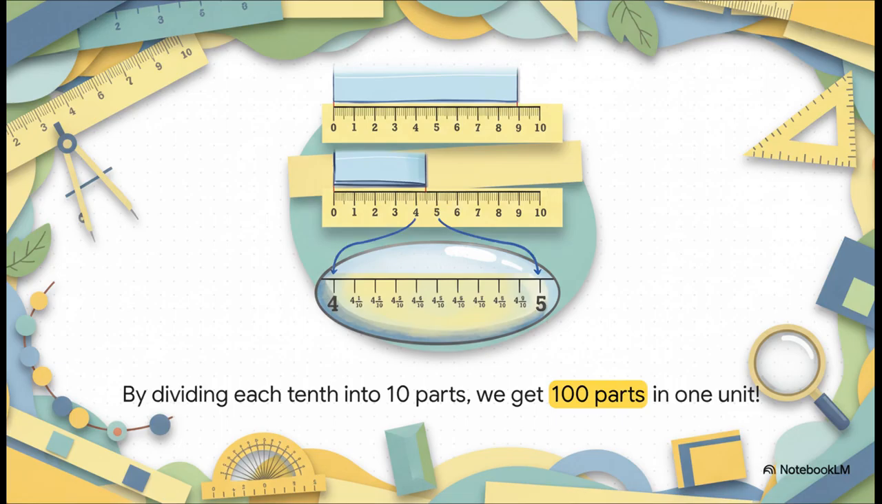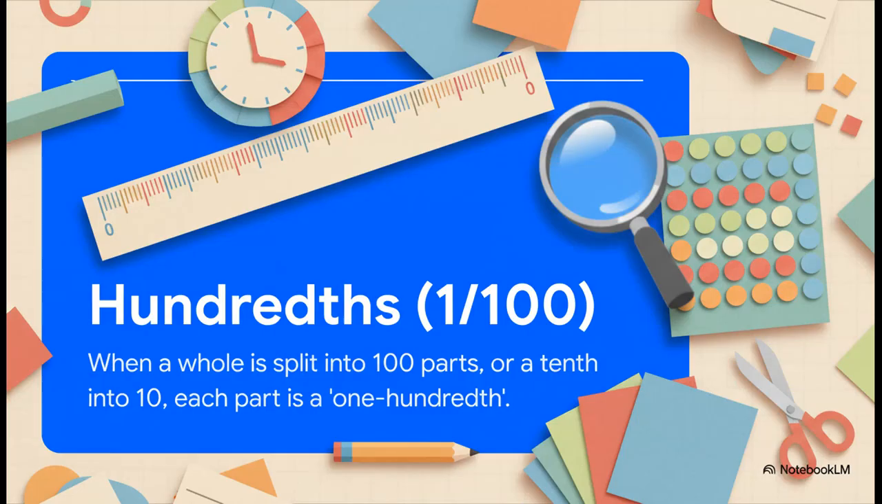If we divide each tenth into 10 little parts, and we know there are 10 tenths in 1 whole unit, that means we have 10 times 10, which is 100 tiny parts in just 1 unit. Wow! And each of these super tiny parts is called a 100th. So here's the main idea to remember. A 100th is 1 part out of 100 equal parts. It's what you get when you divide a whole thing into 100 pieces. This lets us become incredibly accurate with our measurements.